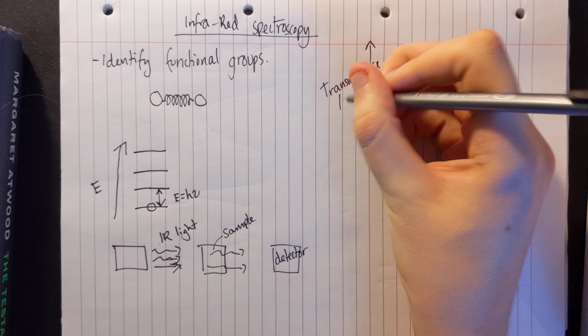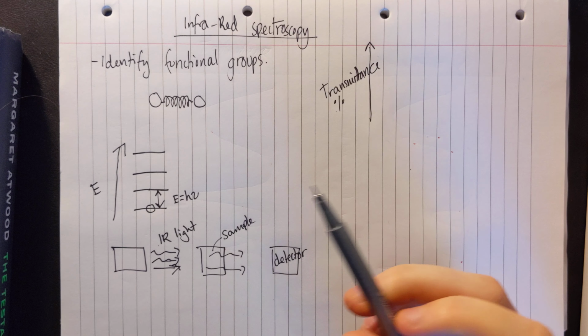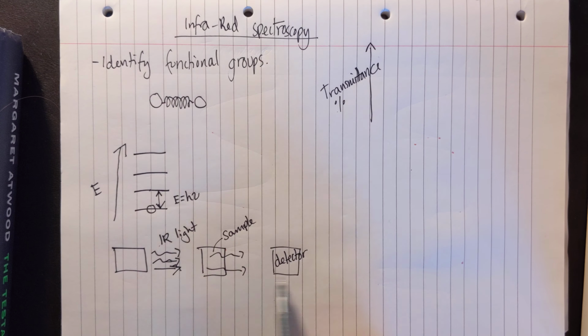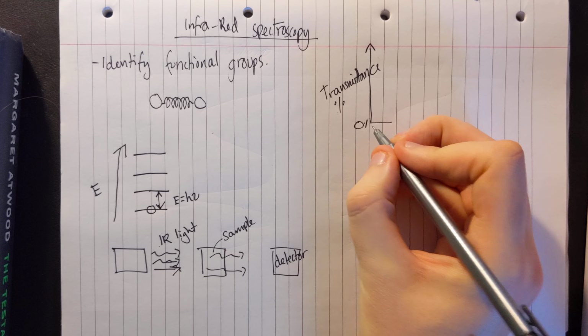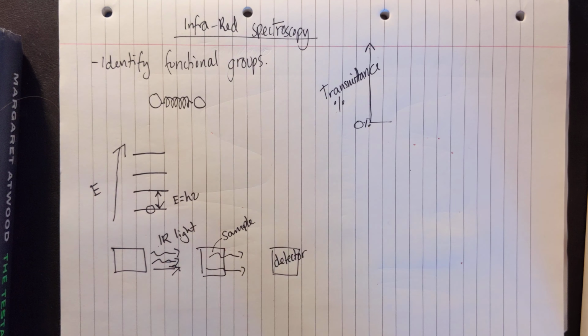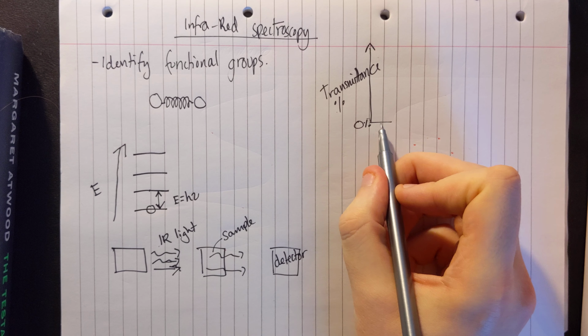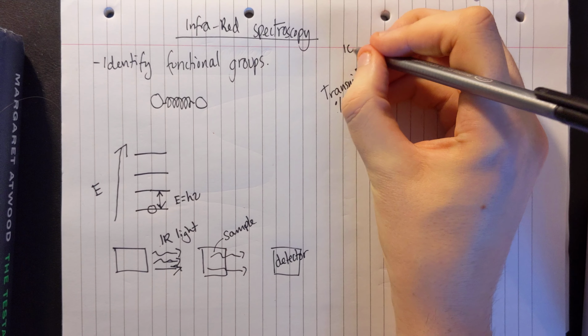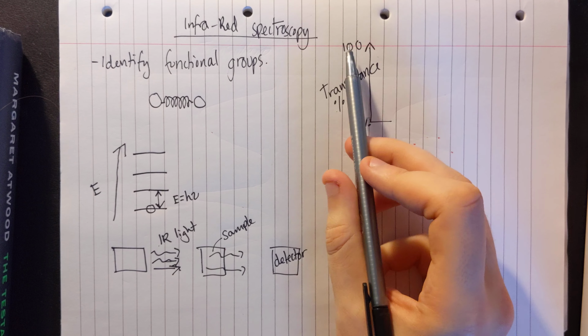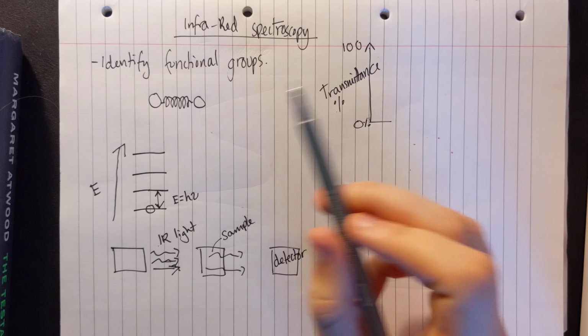Now transmittance is done as a percentage. That's just the percentage of light that passes through the sample. So if all of that light is absorbed, then the percentage transmittance would be 0. It all got absorbed, so our graph will be right down the bottom. And then we have 100% transmittance, where all the light passes through as if there was nothing there.